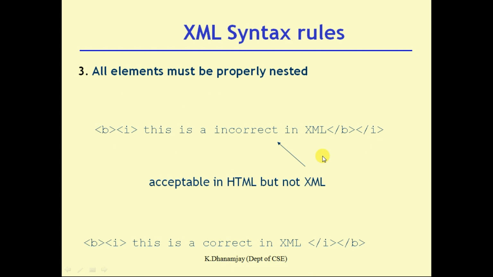Okay, let's see, all elements must be properly nested. Yes, we should have the correct order. See here, I started the bold tag and the second is italic. You have to end with italic and then last is bold. But what you wrote here, first bold italic and then bold italic, is not an acceptable format. It is accepted in HTML, but it will not be accepted in XML. Okay, this is the correct format here, bold italic, italic bold, like that. You can specify like this, email to email, like that.